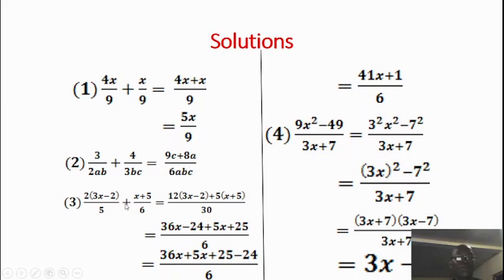The next one, we take the LCM of 5 and 6 in the third one. LCM of 5 and 6 is 30. 5 dividing 30 is 6, multiplying 2 is 12. This 12 has to multiply this whole bracket, and 6 dividing 30 is 5, which has to multiply 5x plus 5 to get this. Opening brackets, 12 multiplying 3x is 36x, and 12 has to multiply minus 2 to get minus 24. Go to 5 and do the same thing. 5 multiplying x is 5x, and 5 multiplying 5 is 25.